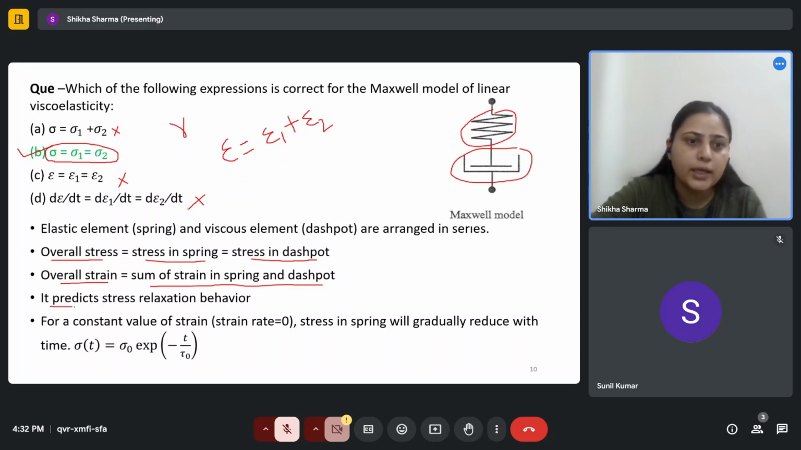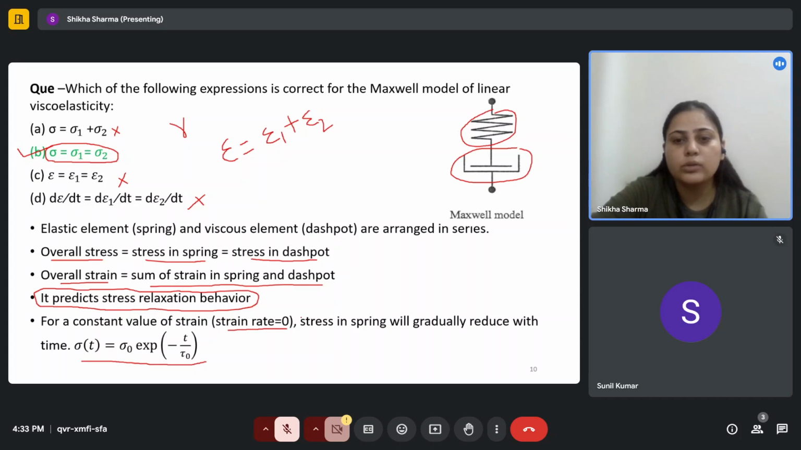Next, this Maxwell model predicts the stress relaxation behavior well, whereas it gives a poor prediction of the creep behavior, right? And there is this expression of how the stress changes with time. For a constant value of the strain, the strain rate equals 0. Both mean the same, right? We are saying that the strain is constant and the strain rate equals 0.